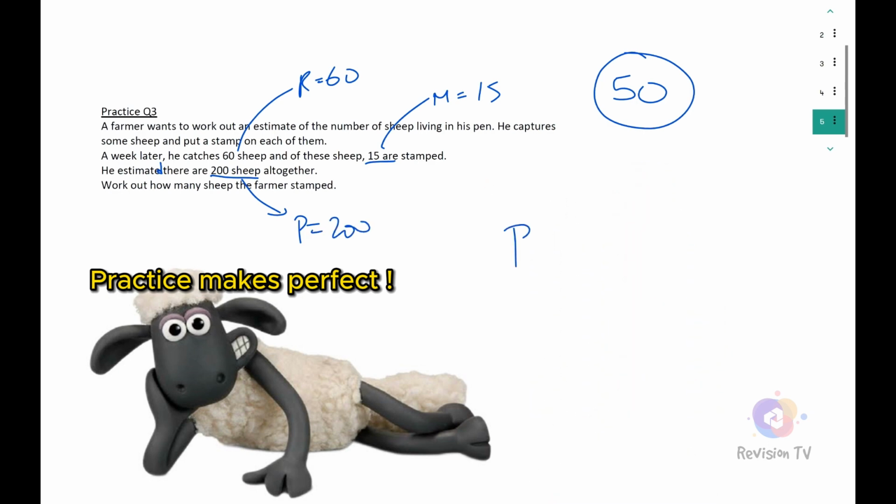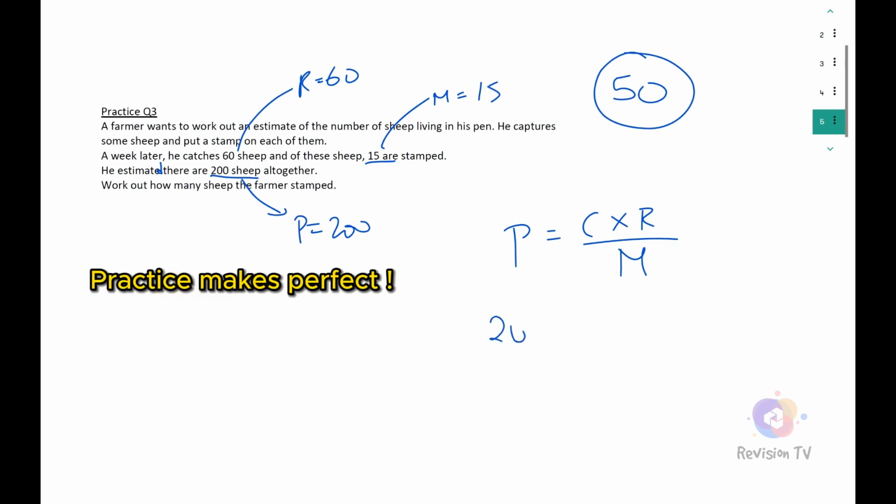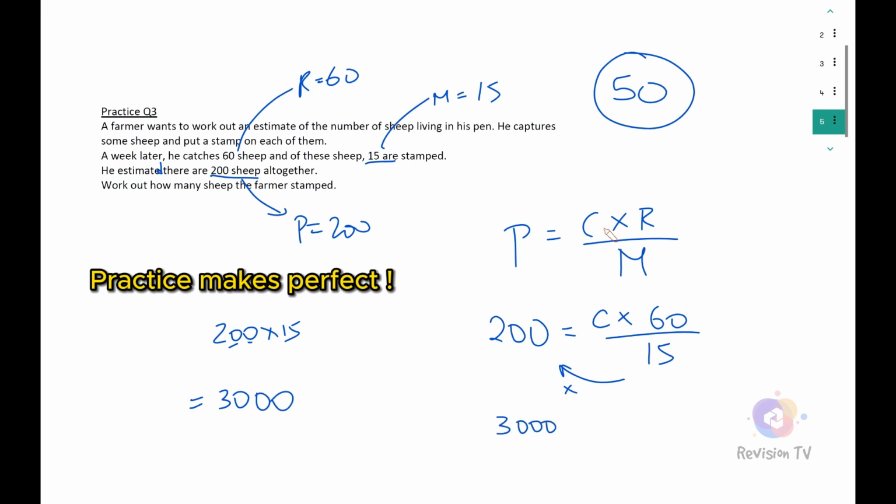Now, using the formula P equals C times R over M, we know P is 200. We don't know how many sheep he captured at the beginning, so we don't know C, but we know R is 60 and M is 15. To work backwards, we have to times 15. So 200 times 15. If you're doing a shortcut for multiplying numbers with zeros, you do 15 times 2, which is 30, then add the 2 zeros. So 3,000. So 3,000 equals C times 60.